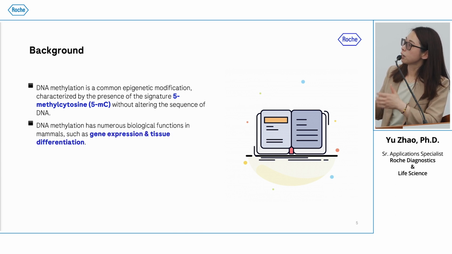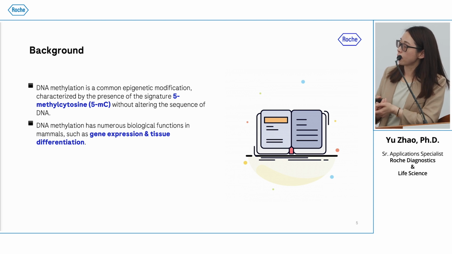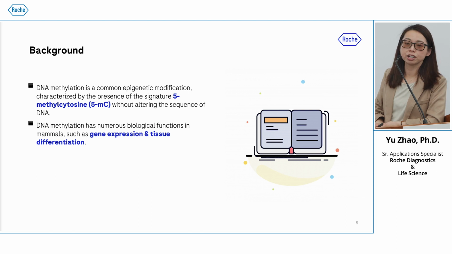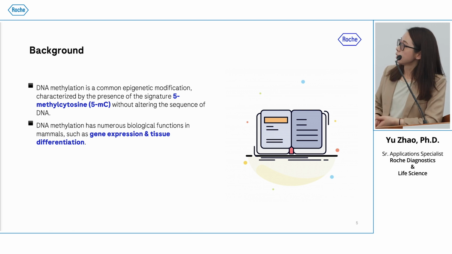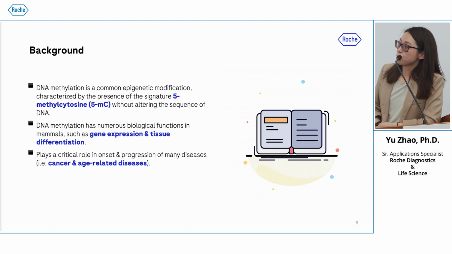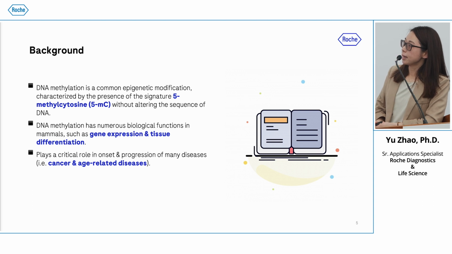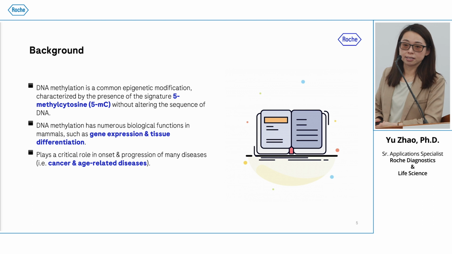DNA methylation is also involved in many biological functions, such as gene expression and tissue differentiation. It also plays critical roles in many diseases, such as cancer and age-related disease.